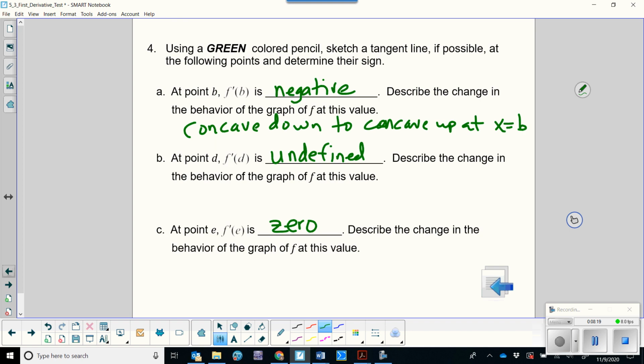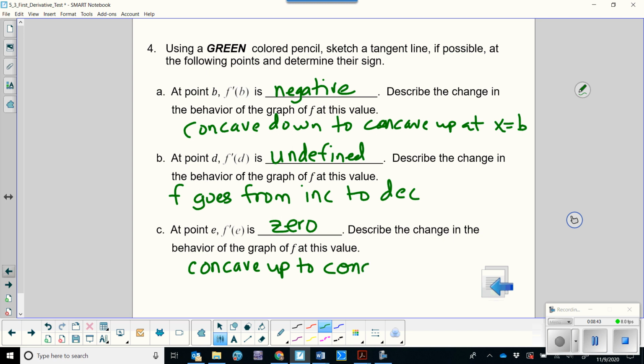So at D, f just goes from increasing to decreasing. Since it went from increasing to decreasing, and it was undefined there, we still know it's a relative max. And at E, the slope was 0, and it changed from concave up to concave down. Okay, and in a little bit we'll put all of this stuff together to get the idea.